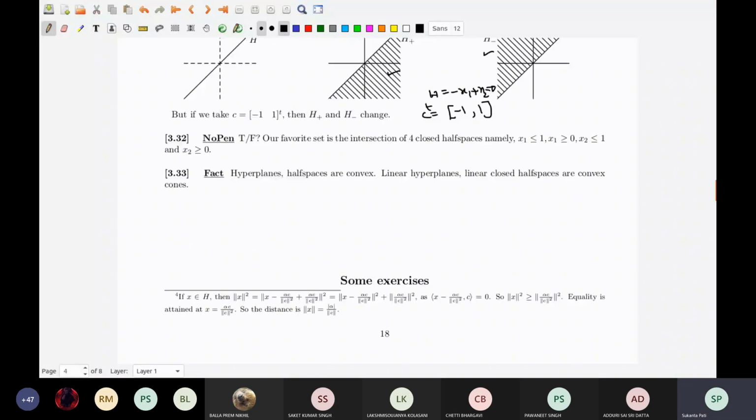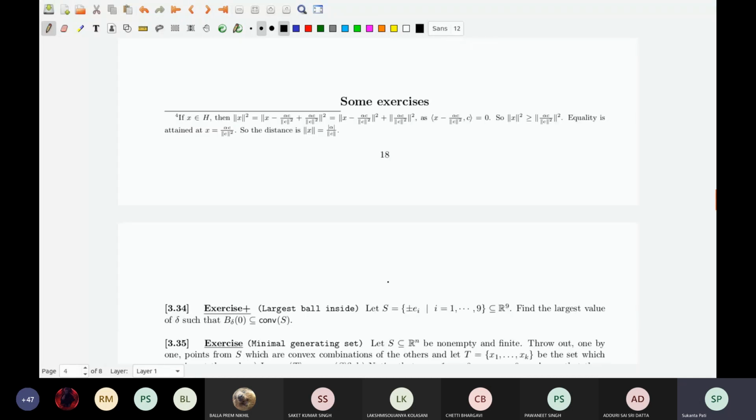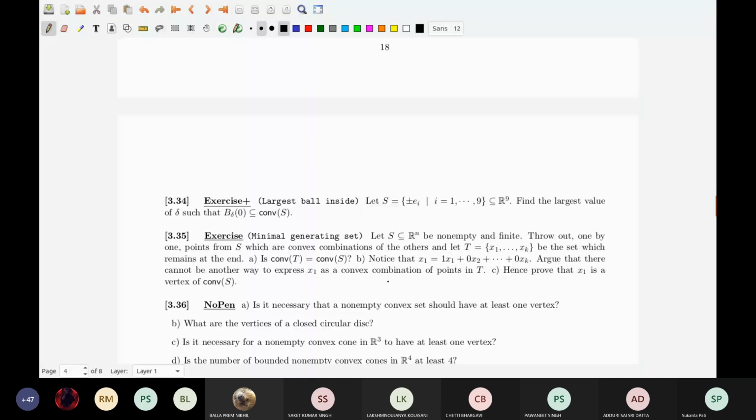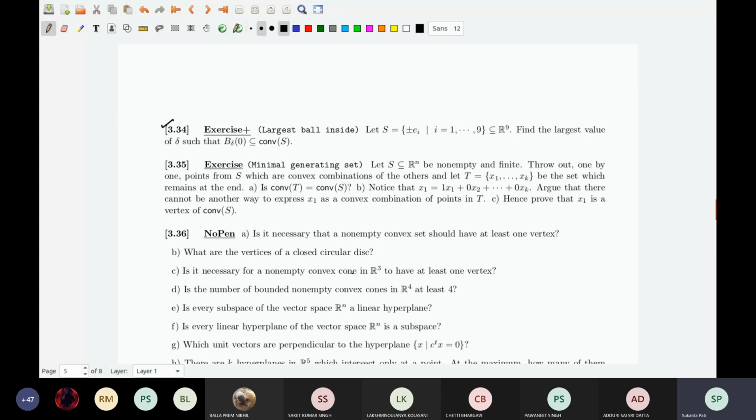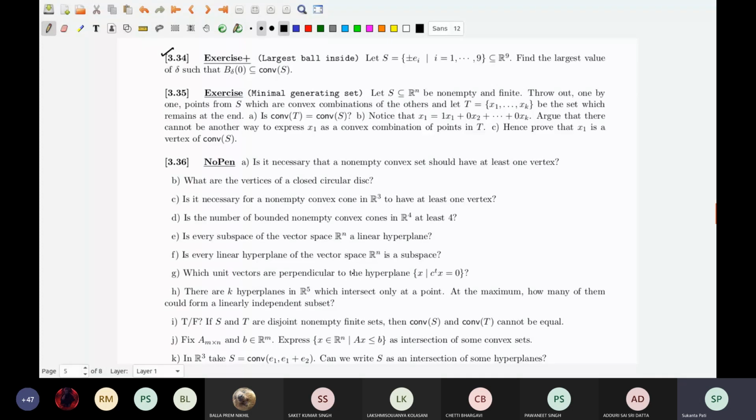Hyperplanes and half spaces are always convex. Linear hyperplane, linear closed half spaces are convex cones. These are easy to show. Some exercise, this one is very good. This one you should always do. And the rest of them, it is your choice. The more exercises you do, the more benefit you get. The plus exercises are some exercises that I would be needing in future discussions.